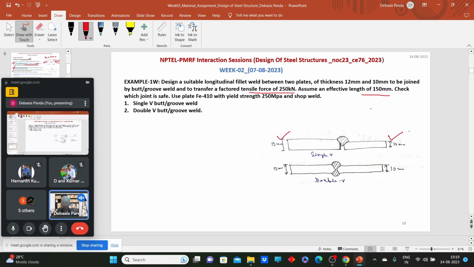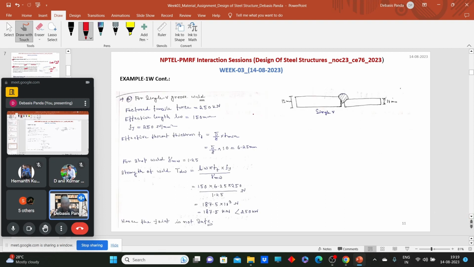So what we need to do? We need to find out the strength of the incomplete penetrated butt weld and the strength of the complete penetrated butt weld. Now if the design strength of the weld is more than this 250 kilonewton load, then the joint will be safe. If the design strength of a particular weld, say for example the incomplete penetrated butt weld or the complete penetrated butt weld, is less than the applied load, then the joint will fail. So first, whatever the problem statement is, the first thing you will do is write a given data section. What data are given?